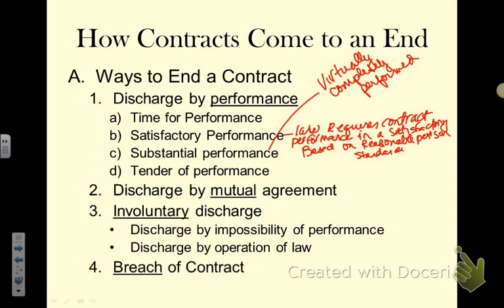A contract can be ended because one or both parties breach, meaning they don't follow through with the agreement that they specified. Breach means they default, they don't follow through with what they agreed. All right.